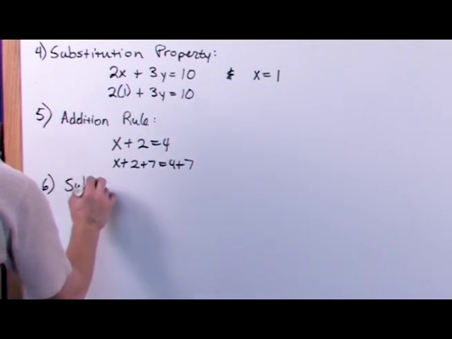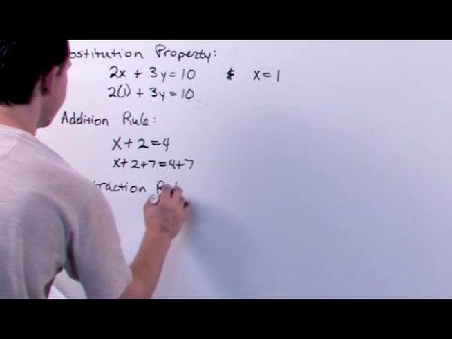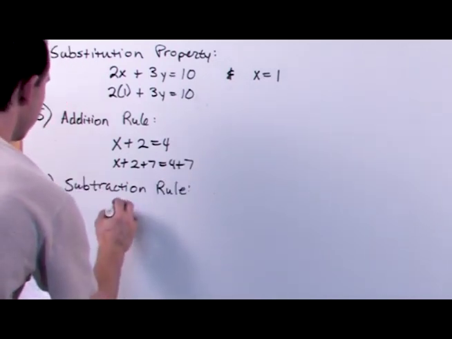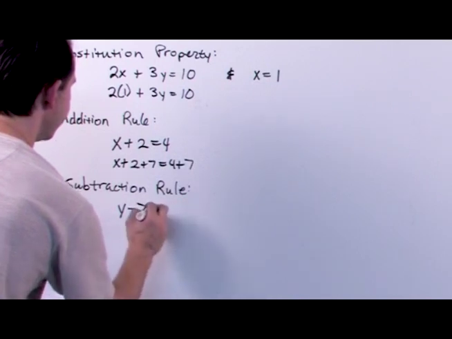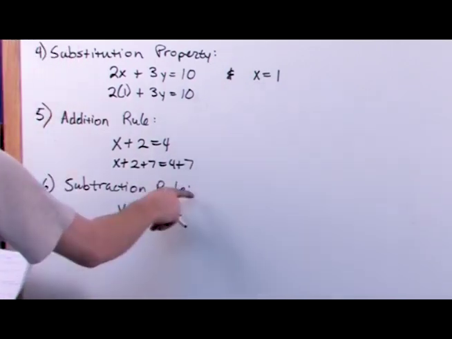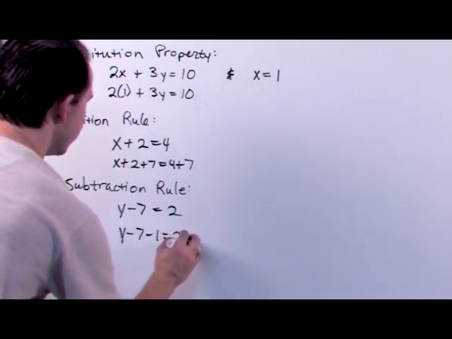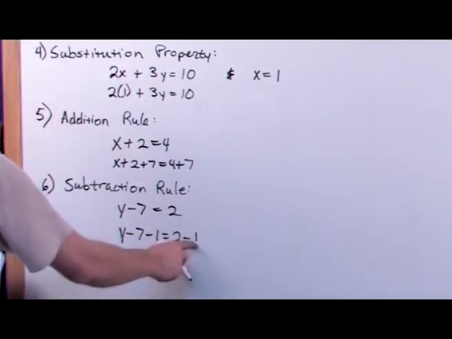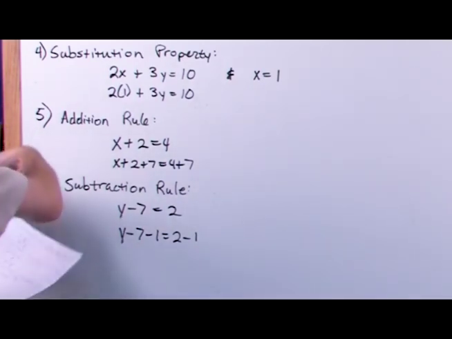So the subtraction rule, I think you could probably guess, is exactly the same thing. Let's say y minus 7 is equal to 2. I can subtract the same number from both sides as long as I do it to both sides. So I can subtract 1 on both sides of the equation, and I have a perfectly valid equality. So that's the subtraction rule.